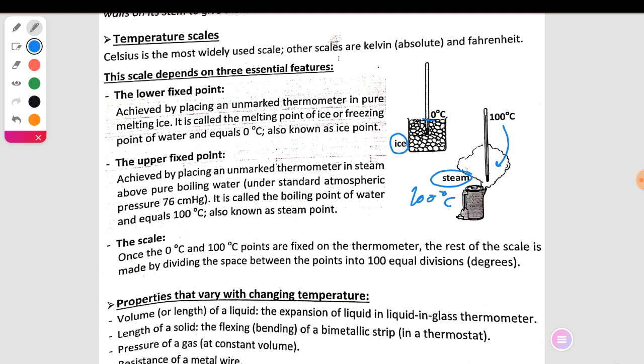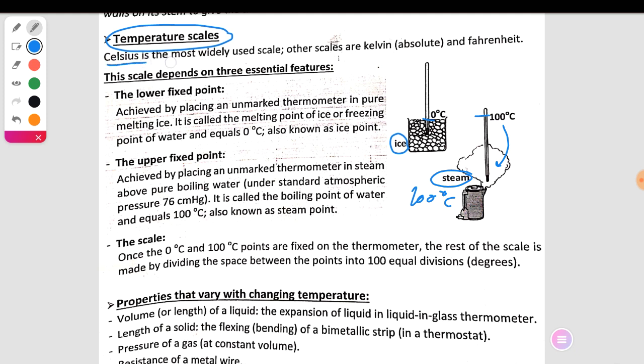This means that the liquid inside the capillary tube expands, and we make a mark at the top of the mercury, not alcohol, because the boiling point of alcohol is 78.5. We have two fixed points, the lower fixed point 0 and the upper fixed point 100. The distance between them is divided into equal distances to mark it. This is called the temperature scale.